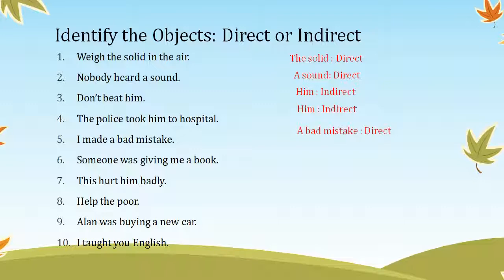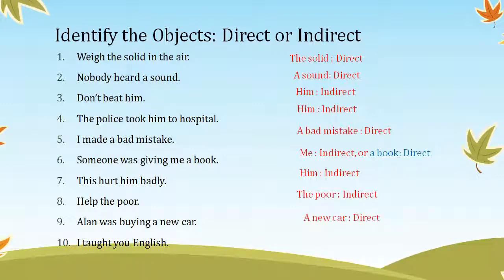"Someone is giving me a book." The object "me" is the indirect object, and another is "a book," giving me what? A book, that is the direct object. There are 2 objects it is taking. "This hurt him badly," him, indirect object. "Help the poor," help whom? The poor, that is a person, that is why it is the indirect object. "Alan was buying a new car," buying what? A new car is the answer of what, that is why it is the direct object.